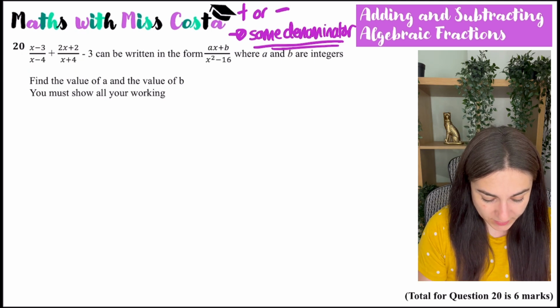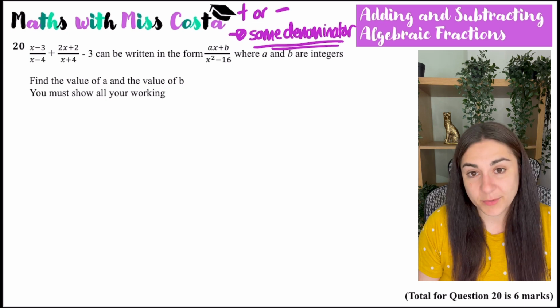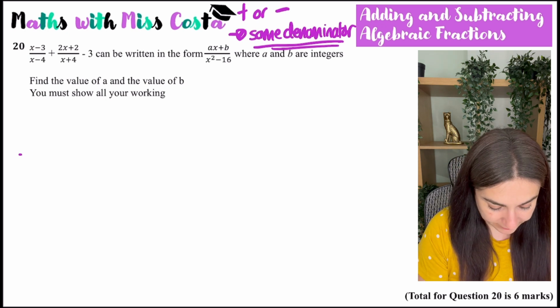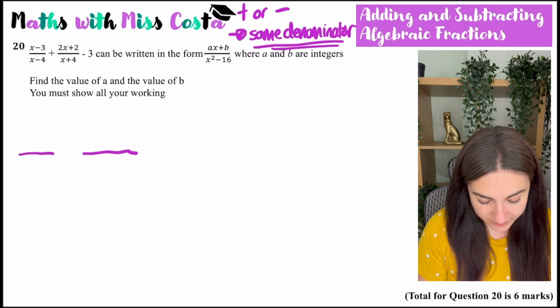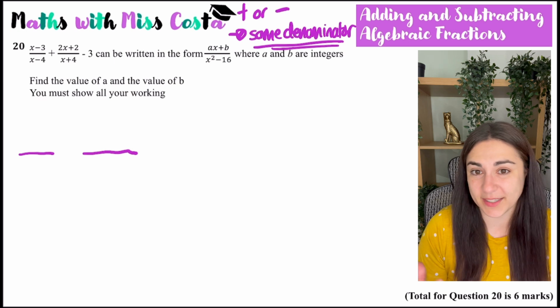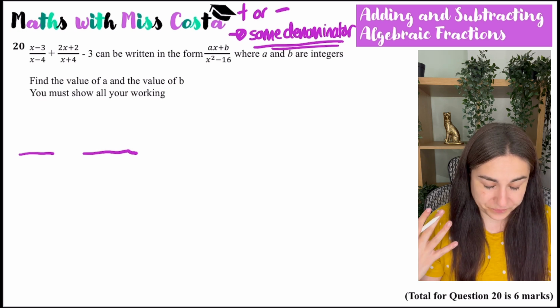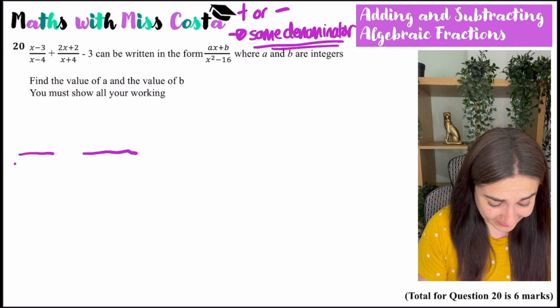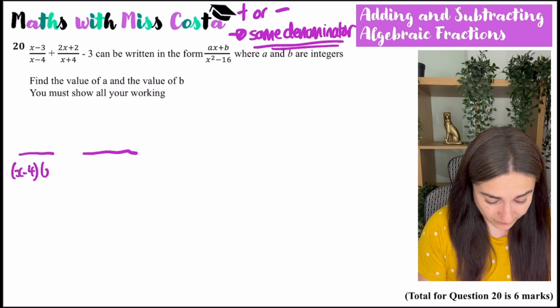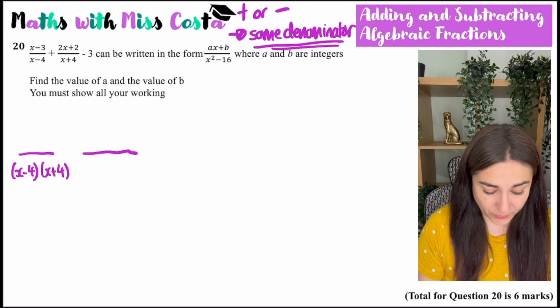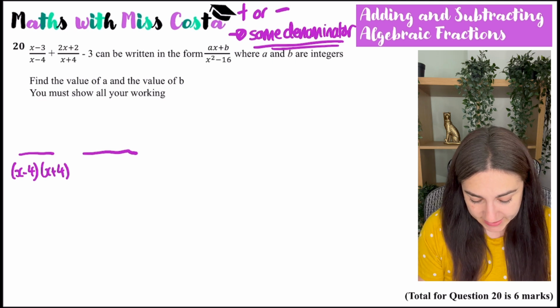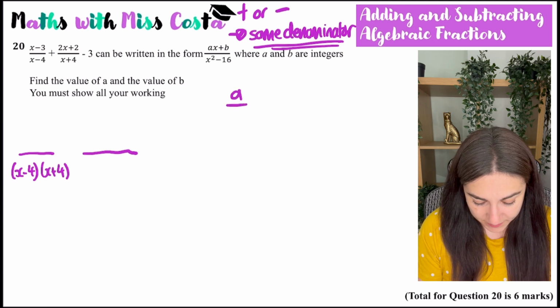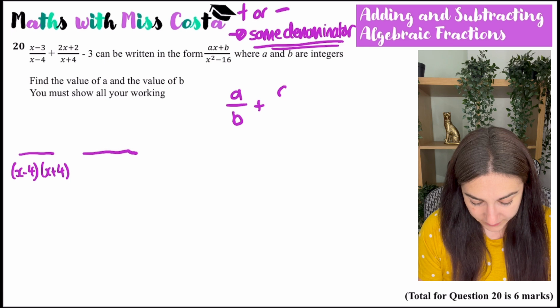So in order to add these two together, I'm going to need to write them as fractions that have the same denominator. And in this case, because they're algebraic fractions, I'm not going to worry about finding the lowest common multiple. I'm just going to write it as (x minus 4)(x plus 4). So what I do essentially is, let's say you had a over b plus c over d.